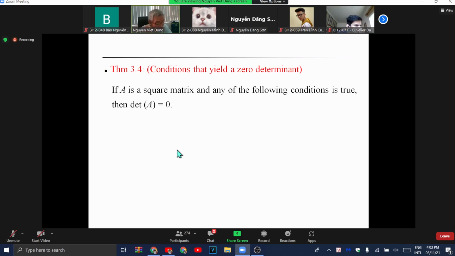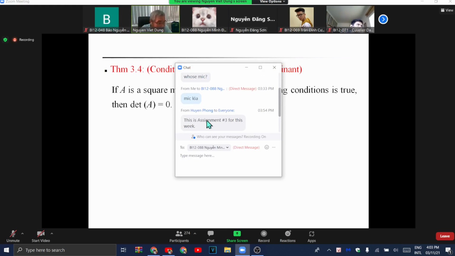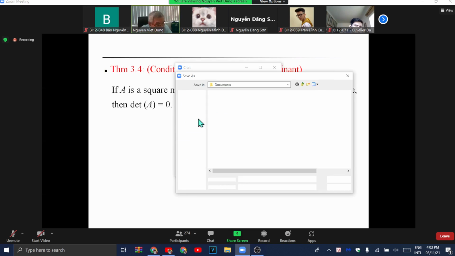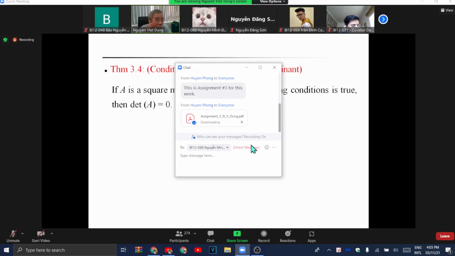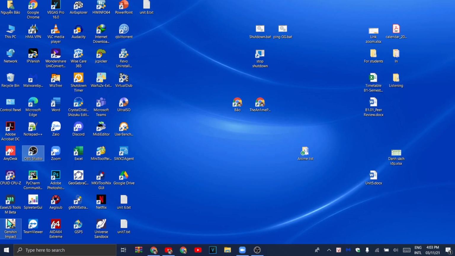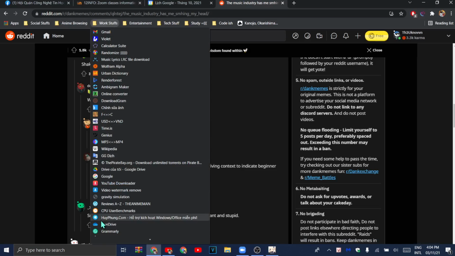So now we know we have many ways to compute a determinant. You can expand it along any row or any column. You can use elementary row operations or elementary column operations. But there are many cases where you don't have to do any calculation. You can just say that the determinant is 0. So why is that? Here I give you some criteria to see if a determinant is 0 or not.